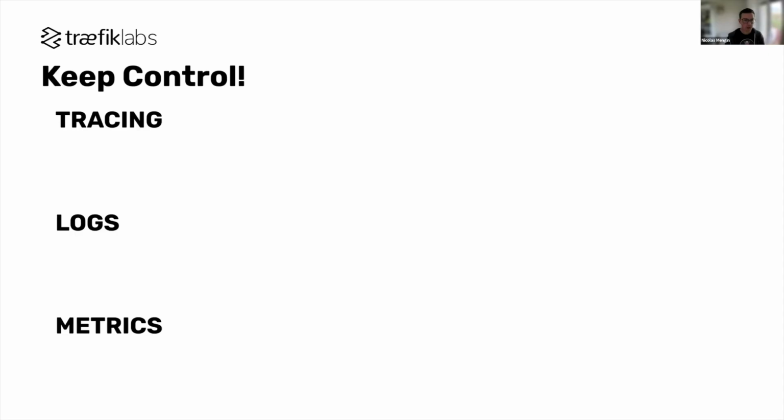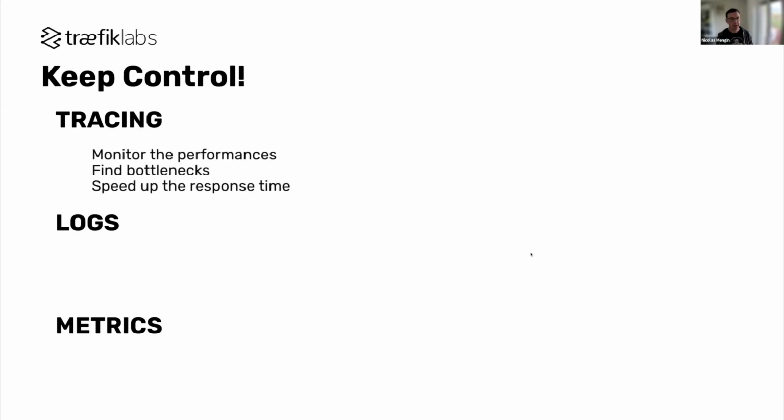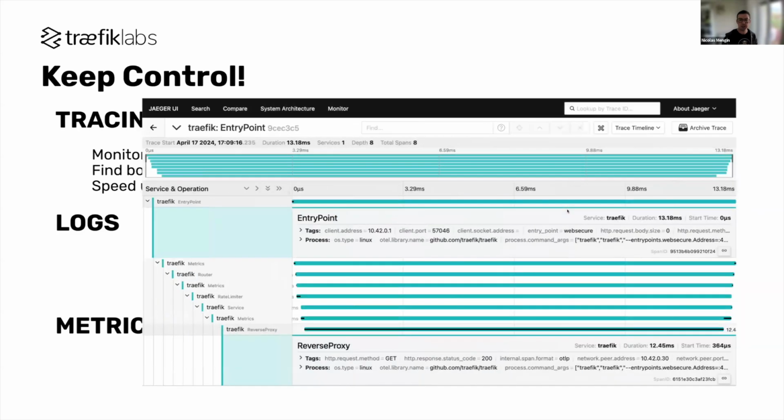So when we talk about observability and monitoring, we talk mainly about three kinds of data: tracing, logs, and metrics. Tracing helps you to monitor the performance of your infrastructure, to understand why, for instance, the traffic slows down with your application. It allows you to find bottlenecks, to solve the issue, to speed up the response time of your application.